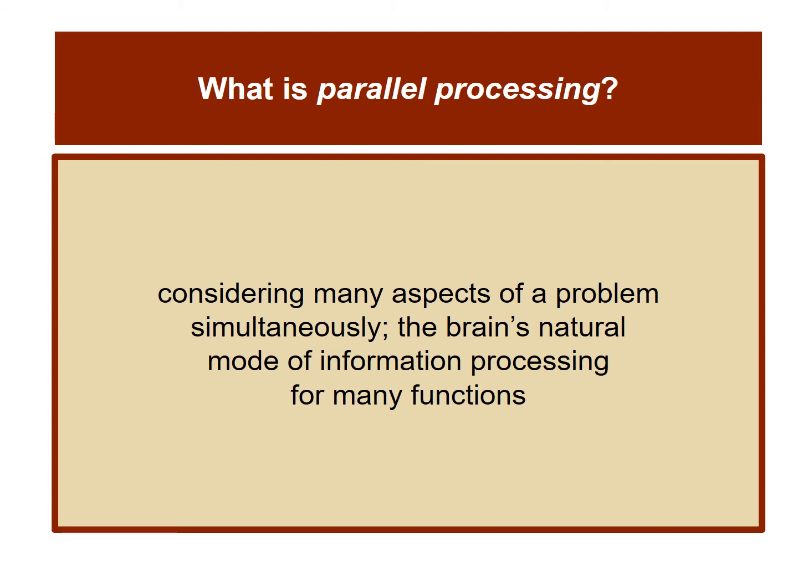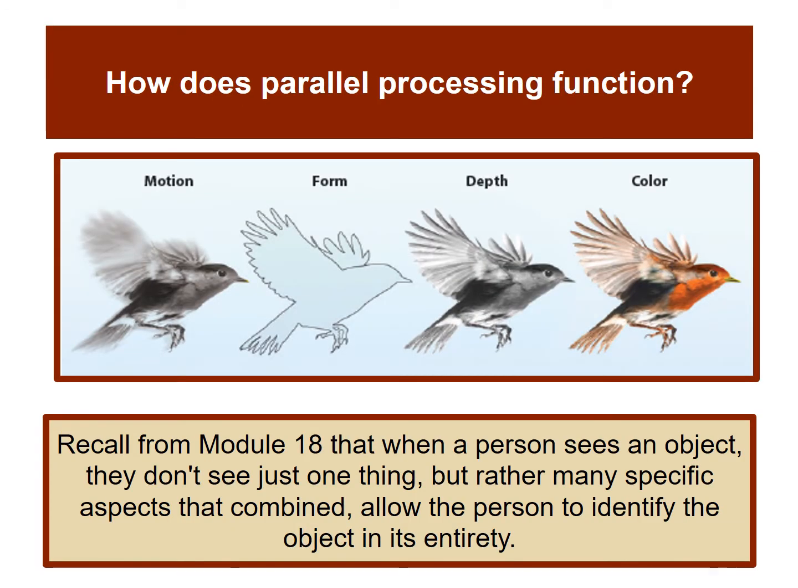What is parallel processing? Considering many aspects of a problem simultaneously is the brain's natural mode of information processing for many processes. So when we consider many aspects of a problem simultaneously, the simultaneous is the key word to help you remember parallel processing. How does parallel processing function? This is something we learned about in an earlier lesson in sensation and perception when we were talking about vision and how our eyes see things and how our eyes process.